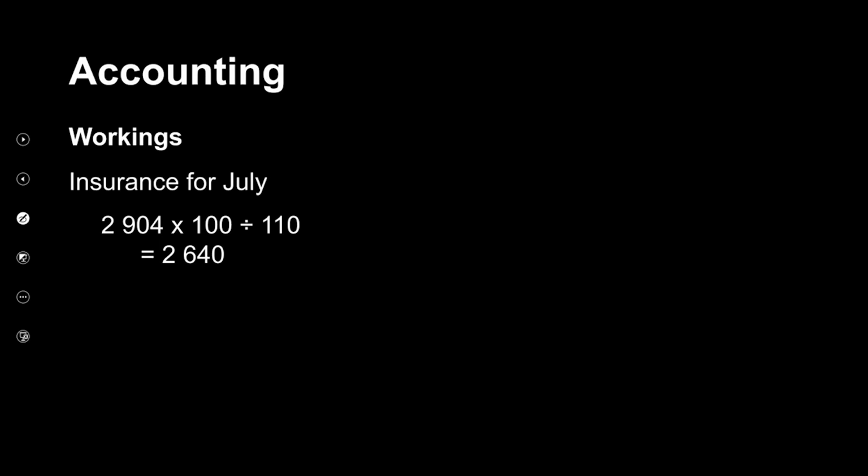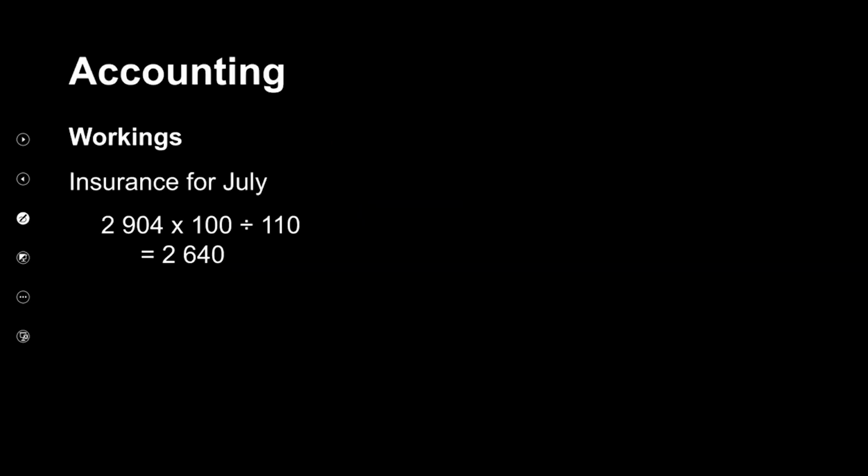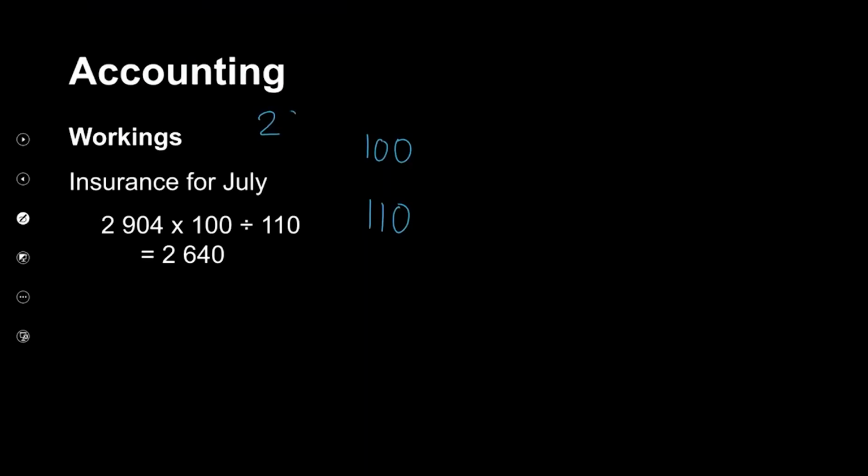You take the figure of 2904, which was the new insurance figure, right? And you say, fine, take that figure, multiply it by 100, divide by 110. Why are we doing that? Very simple. It means the old insurance was 100 and the new insurance is 110. Clearly, you can see that the figure that you are working with, the 2904, is the figure which has the increase built into it already, namely the 110.